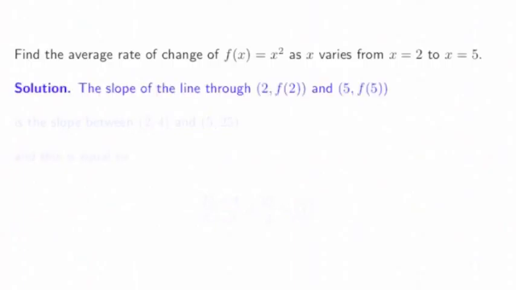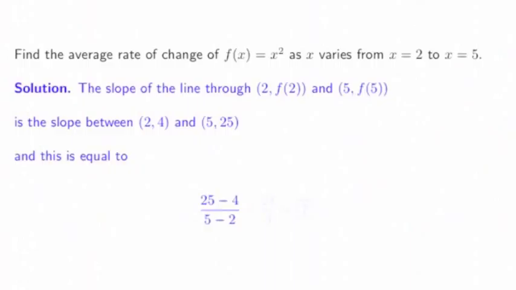We could do an example with particular points. So let's find the average rate of change of the same function, but let x vary from x is the number 2 to x is the number 5. The average rate of change, again, is just the slope of a line. Here, we want the slope of the line through (2, f of 2) and (5, f of 5). In this case, because my function is f of x is x squared, then f of 2 is 4, and f of 5 is 25, so we want the slope between (2, 4) and (5, 25). And we can do that. Rise over run. Simplify it. 21 divided by 3 is 7.